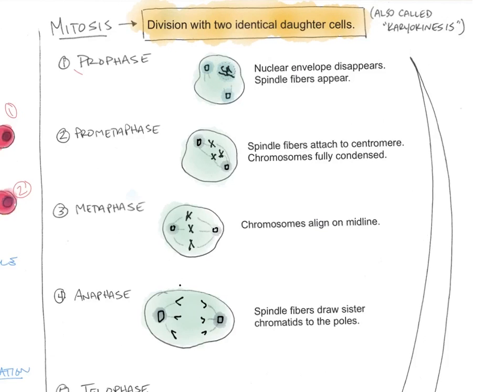But the main idea is that we have a division with 2 identical daughter cells being formed. And here's the key, right? It's asexual reproduction. We are forming brand new cells. And we split mitosis into 5 different phases. So let's take a look at those.